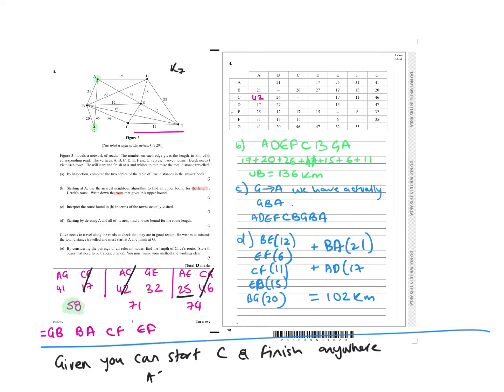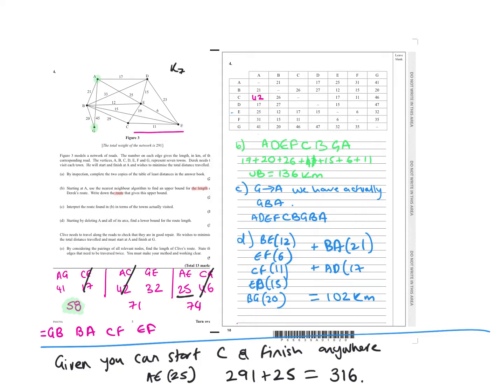Now, lucky for us, AE being 25 is just AE is 25. It wasn't ADE or anything, it was just AE. So that means we're going to traverse 25. So the total weight is going to be 291 plus 25, which is going to give us 316. Okay? So you need to just use common sense here.